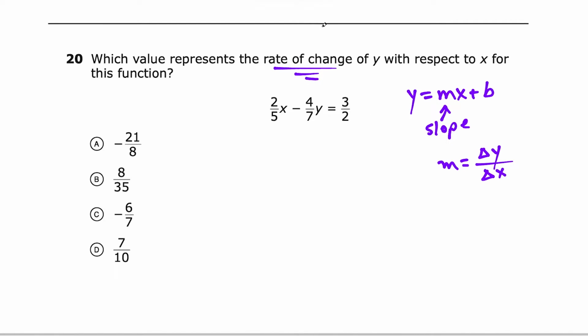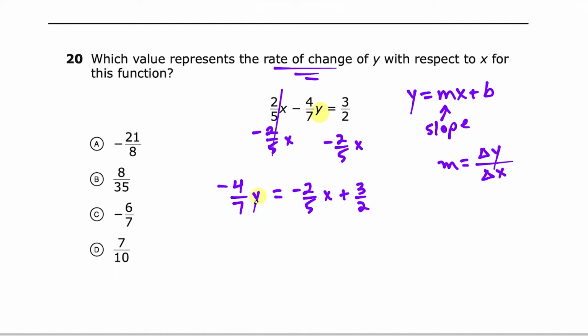So if our goal is to solve this equation for y, the first thing we could do is subtract 2/5 x on both sides. Okay, so we're going to go minus 2/5 x on the left side and minus 2/5 x on the right side. So now we have negative 4 over 7y equals, and on the right side we have negative 2/5 x, and then we have plus 3 over 2. And now once again, the goal is to get y by itself, so we're going to divide both sides by negative 4 over 7. Okay, so that's what we're going to do all across here.